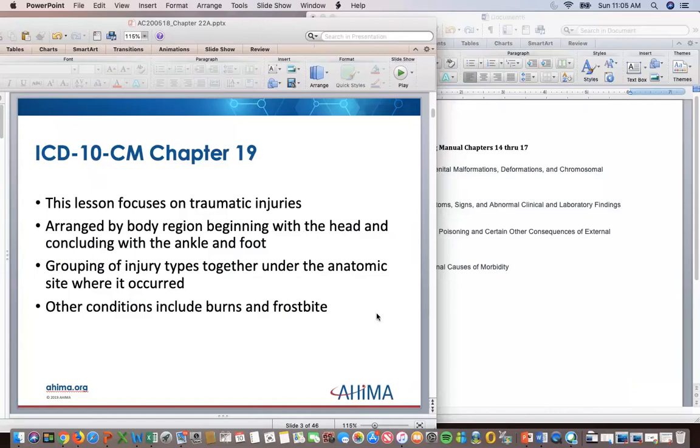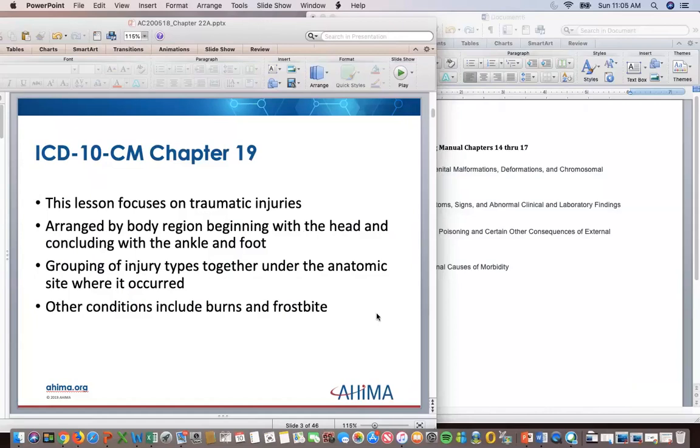So let's talk briefly about chapter 19, which focuses on traumatic injuries. If you take a look at your coding guidelines and then go right into the chapter, you'll notice you have a muscle and tendon table before you get to those coding guidelines. But look at the different injuries. You have injuries to the head, intracranial injuries, nerves, spinal cord, open wounds, superficial injuries, injuries to the arteries, a foreign body, traumatic rupture of ligament of the wrist, etc.